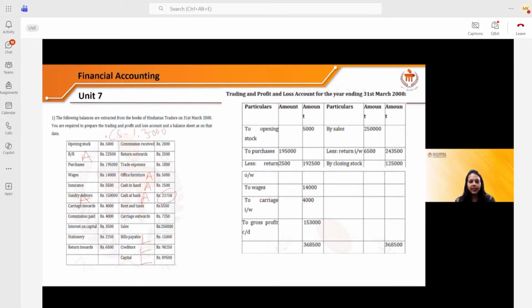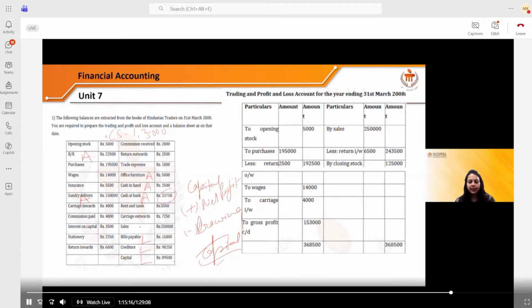Now come to the liability. Before going to the liability, there is a formula for the capital. Capital is given. The formula of the capital is capital plus net profit, minus drawing. How do we get the net profit? From the profit and loss account. So with this, we get the total capital.